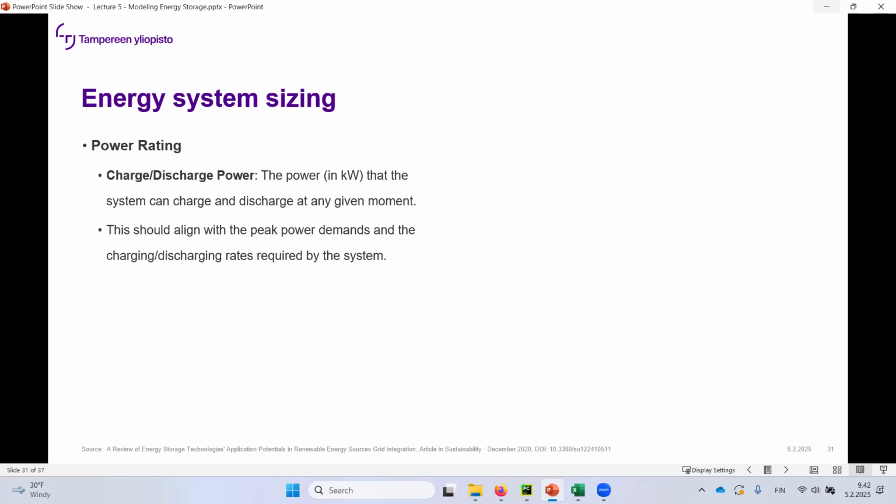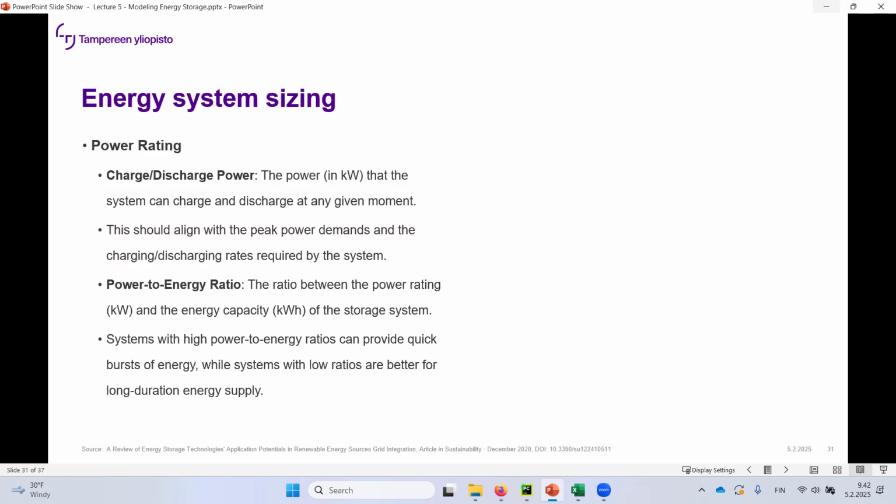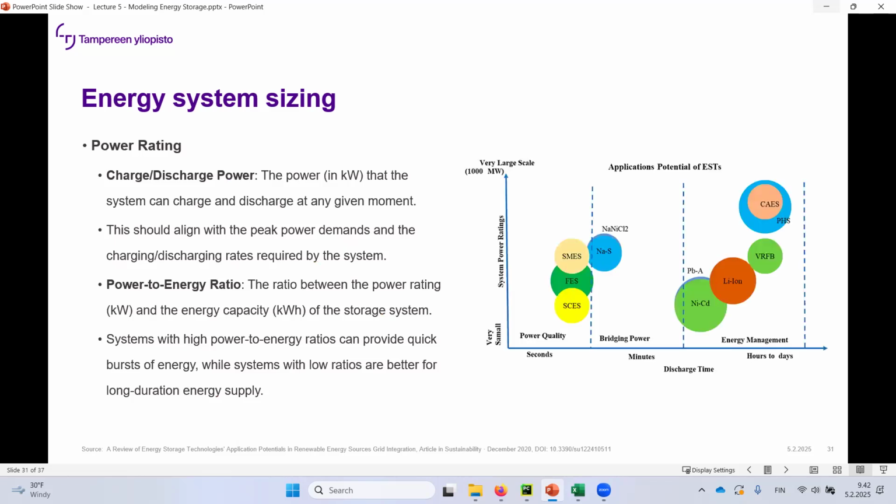So power rating, discharge and charge ratio, and power to energy ratio, you have to consider. So how fast can you discharge it, and how big of a system can you make? You can see the abbreviations from this article in here.